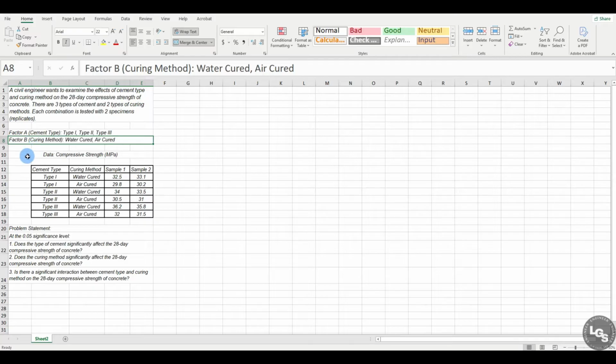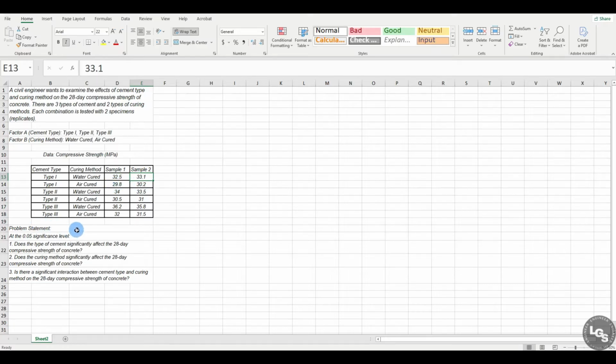This is the data of the compressive strength of the concrete in megapascal. So we have here type 1, type 2, and type 3. Each type of cement was cured using different methods, the water cured and air cured. And each combination has two samples. So we have sample 1 and sample 2. So that is the replicates or the specimens.